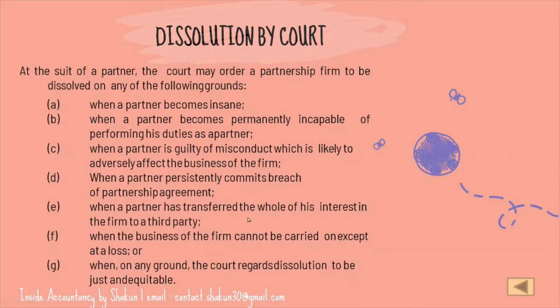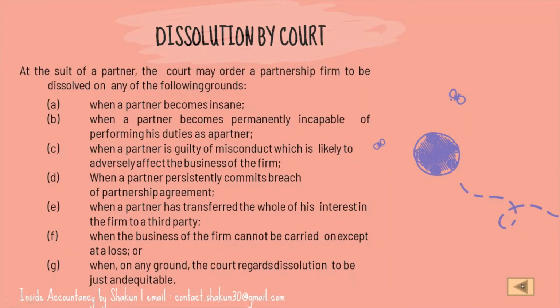When a partner has transferred the whole of his interest in the firm to a third party, that also means the existing firm has to be dissolved and a new firm has to be made to whom he has transferred his interest. When the business of the firm cannot be carried on except at a loss. So if the business is going into losses, there are no profits, no ray of hope, then the firm may be dissolved. When on any ground the court regards dissolution to be just and equitable, which means that if the court passes an order that the firm should be dissolved, then the firm should be dissolved.